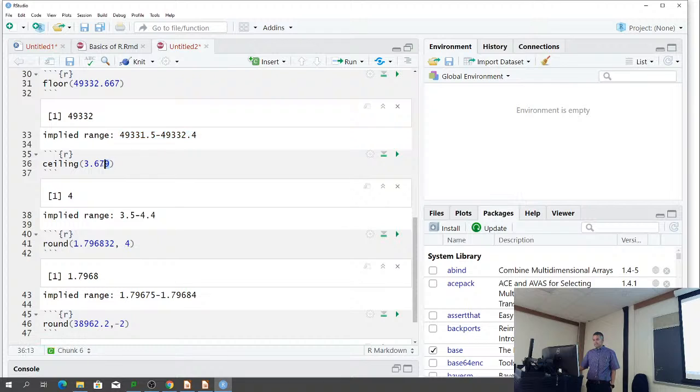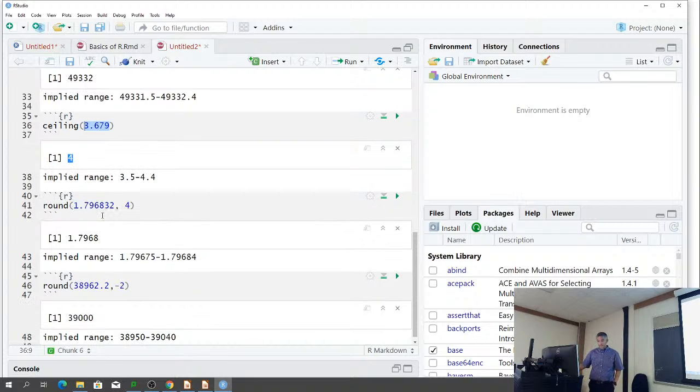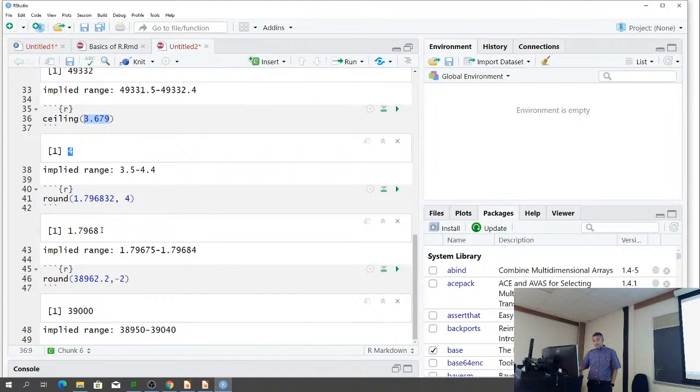So here's ceiling. Again, it rounds it up to 4. If we were doing an implied range of 4 and that was rounded, it'd be 3.5 up to 4.4. This one, we're going to the 4 digits. So we're rounding to that point. Here's our rounded number. Our implied range is 1.79675 up to 1.79684.